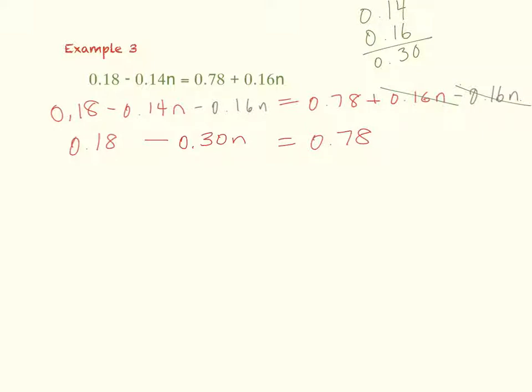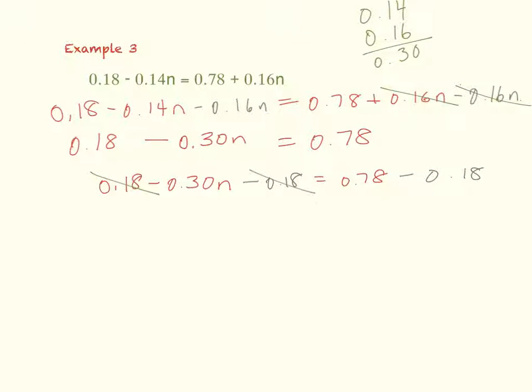Now again, we got to continue. Now our goal is to get rid of this 0.18 over on the left, move it over to the other side. So in doing that, we're going to have to subtract 0.18 from both sides. So let's just rewrite it first. Rewrite the entire left-hand side. And we're going to subtract 0.18. And then on the right, we're going to have to do the same thing. 0.78 subtract 0.18.